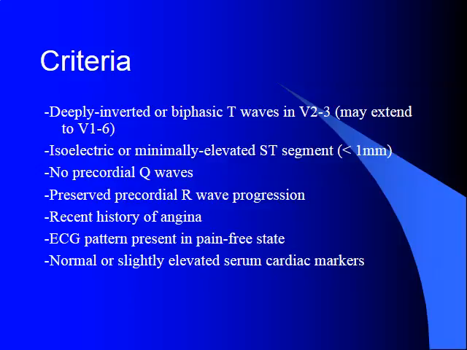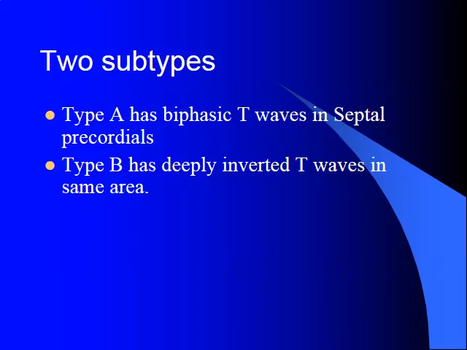The criteria for Wellens syndrome are going to be inverted or biphasic T waves, generally in V2 and V3. This is the big one that you need to look for. Isoelectric or minimally elevated ST segments can be noted as well. You should not have any precordial Q waves because an infarction has not occurred. You should have preserved R wave progression, and there should be recent history of angina with exertion. And the ECG pattern is only going to be present in the pain-free state, and they may have elevated cardiac markers but may not.